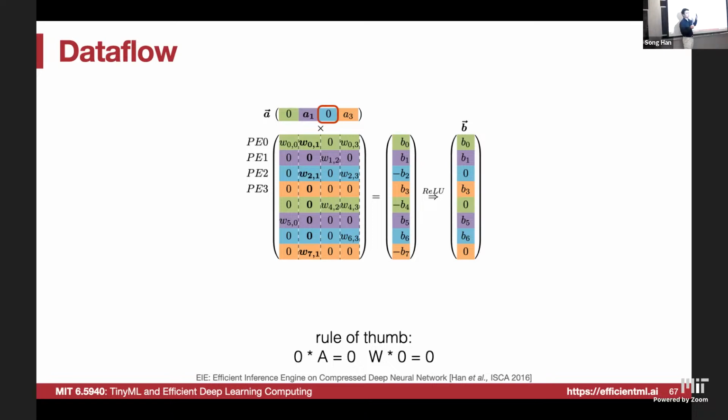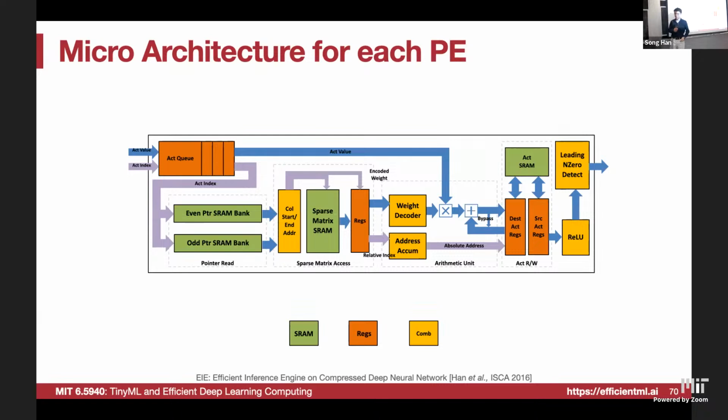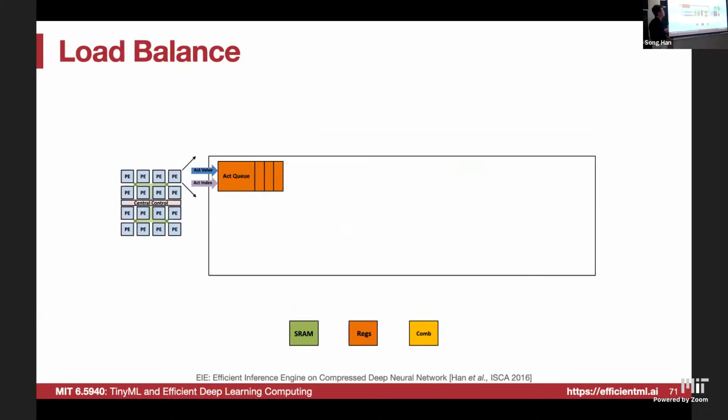And then we find another 0, we skip it. We find another non-zero element. Then we do the calculation. Okay? And finally, we add the bias, pass it through the ReLU, and complete the calculation. So this is the microarchitecture for each PE.